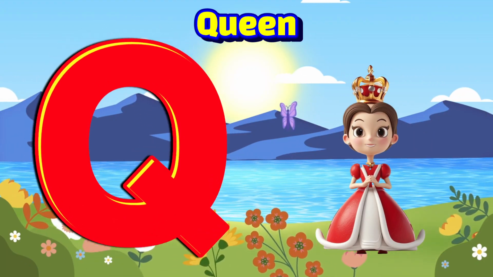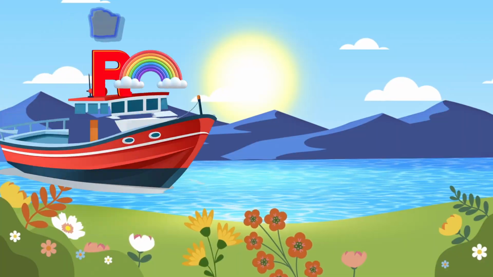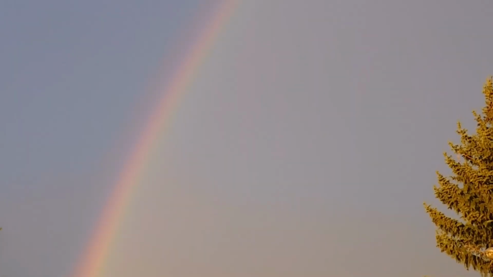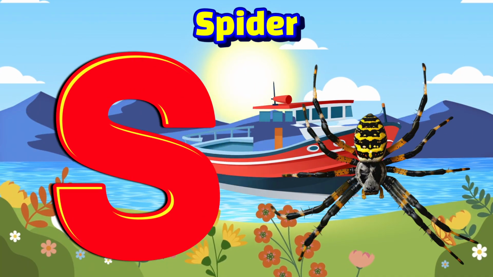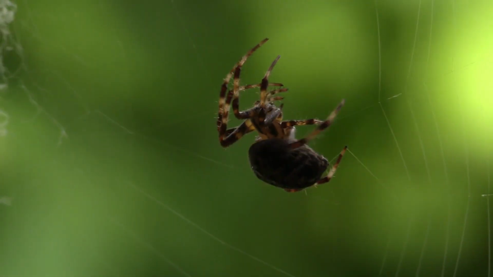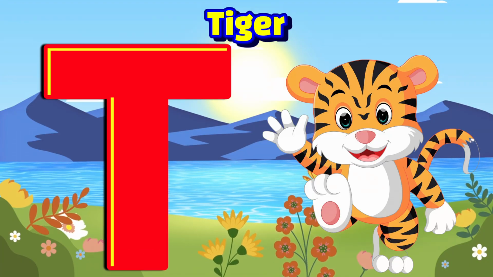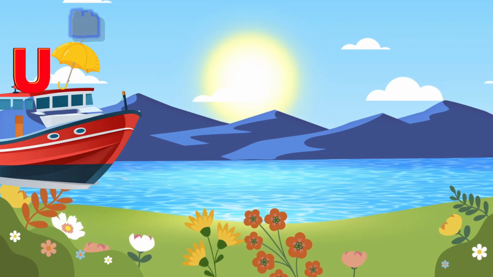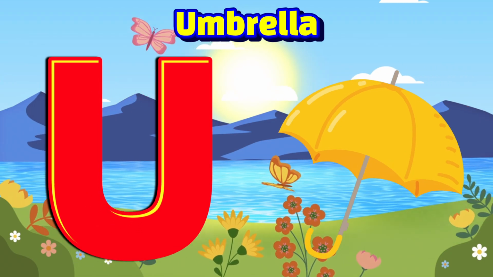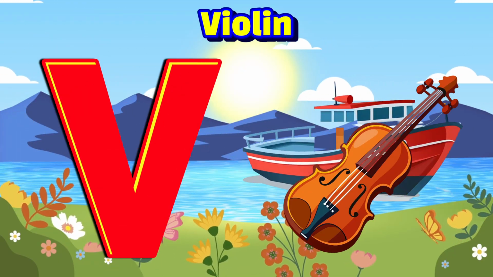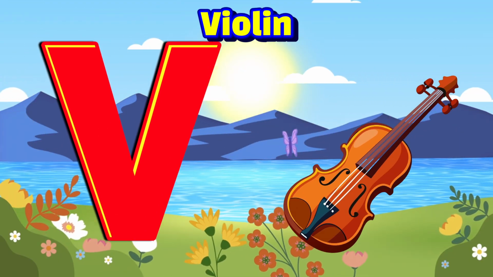queen, queen. Royal queen. R is for rainbow, rainbow, rainbow. Colors rainbow. S is for spider, spider, spider. Little spider. T is for tiger, tiger, tiger. Scary tiger. U is for umbrella, umbrella, umbrella. Rain umbrella. V is for violin, violin, violin.